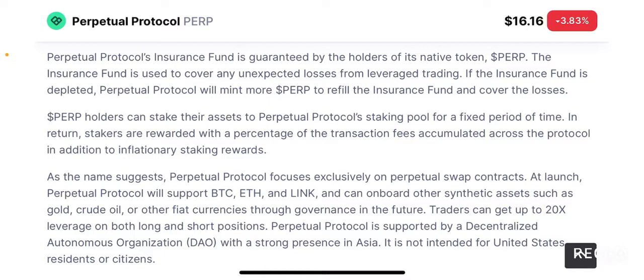So Perpetual Protocol's insurance fund is guaranteed by the holders of the native token, PERP. The insurance fund is used to cover any unexpected losses from leverage trading.